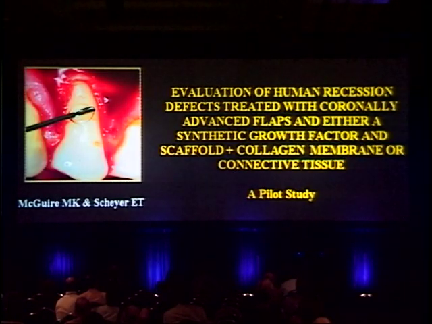I'd also like to share with you a pilot study that we've just completed using a synthetic growth factor and a scaffold plus a collagen membrane versus connective tissue to cover root surfaces. You know, all of us would love to find some sort of material that we don't have to go to the palate in order to cover root surfaces.